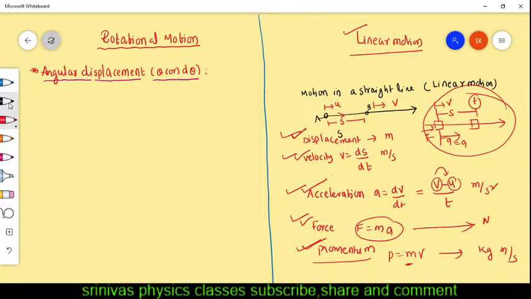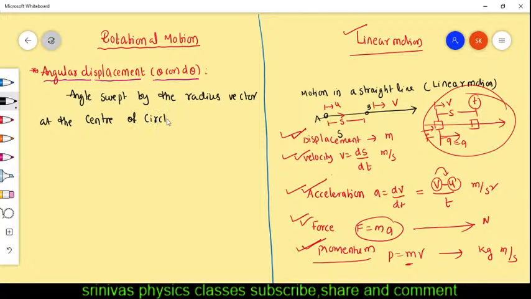First, angular displacement. Angular displacement means what? Angular displacement is the angle swept by the radius vector at the center of circle. This is called angular displacement. This is the definition of angular displacement. I will explain, you don't worry.